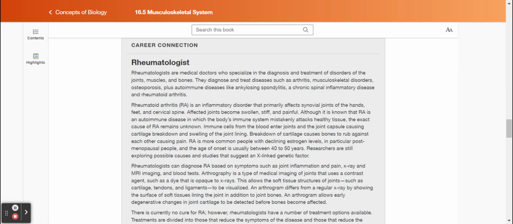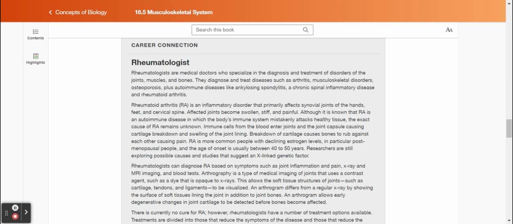Career connection. Rheumatologist. Rheumatologists are medical doctors who specialize in the diagnosis and treatment of disorders of the joints, muscles, and bones. They diagnose and treat diseases such as arthritis, musculoskeletal disorders, osteoporosis, plus autoimmune diseases like ankylosing spondylitis, a chronic spinal inflammatory disease, and rheumatoid arthritis.